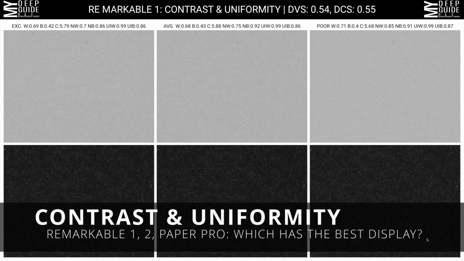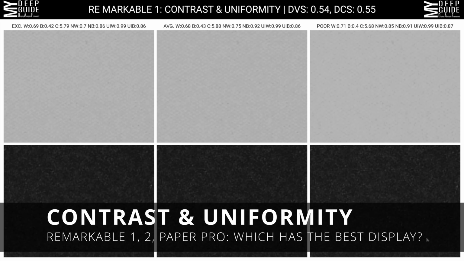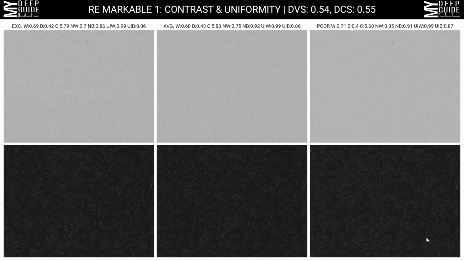Moving on to contrast and uniformity testing, testing the whiteness of the whites, blackness of the blacks, contrast, and the uniformity of the image, meaning noisiness. We can see that the display portion of the visual consistency is good, so we don't have any more radical graininess happening between excellent, average, and poor lighting conditions.